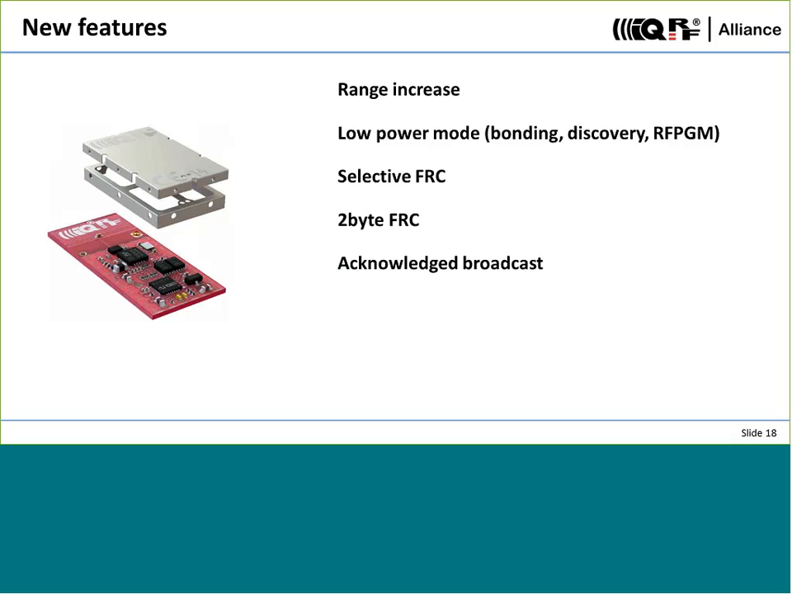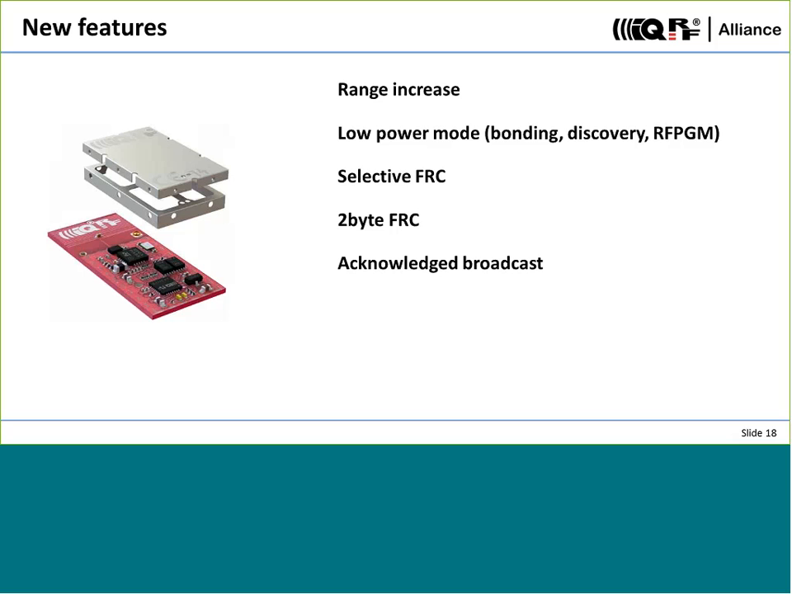I'd say the last, or another new type of FRC, is the acknowledge broadcast. So far, when you sent a broadcast command, let's say to switch on all lights, you didn't get feedback, and that's why we created a special FRC, which we call acknowledge broadcast. This means that you send a command, like switch on lights, and you get a confirmation. You get a confirmation that this and this and this light were switched on.